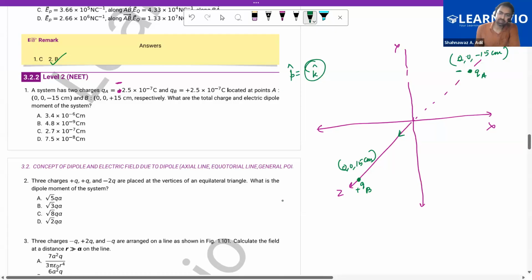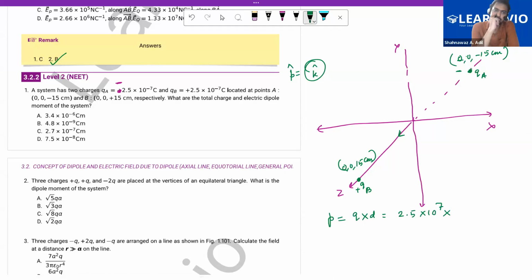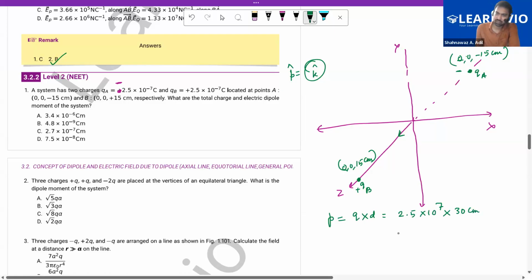Now, if we talk about the magnitude of P, that is simply the charge into the separation, let's say D. So Q is 2.5 into 10 to the power minus 7 Coulomb. That is given. And then what is D? The separation between those two charges is 15 centimeter here and 15 here, so 30, right?